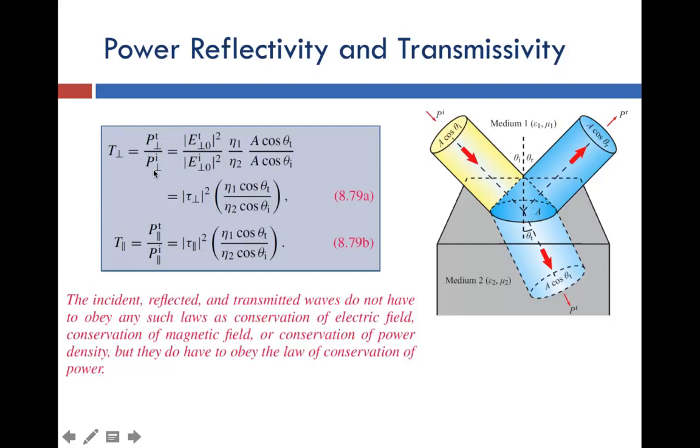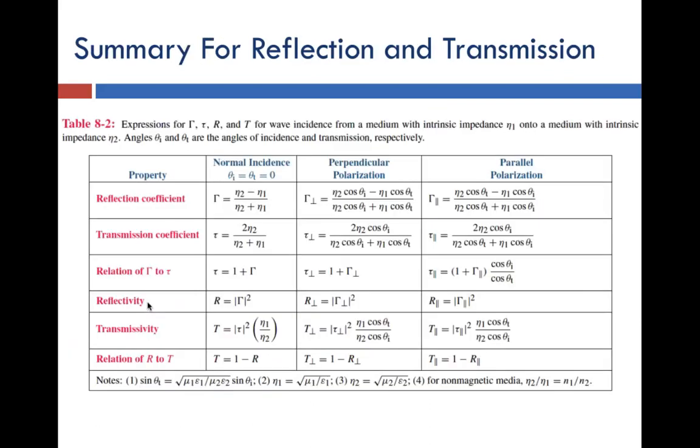And so what you find is that basically they have the same relationship, eta 1 cosine theta transmitted over eta 2 cosine theta incident, and then you have the transmission coefficient squared. So obviously it would be squared because it's power, and so it's proportional to the electric field squared. So this is just an idea of the amount of power that's transmitted for both parallel and perpendicular.